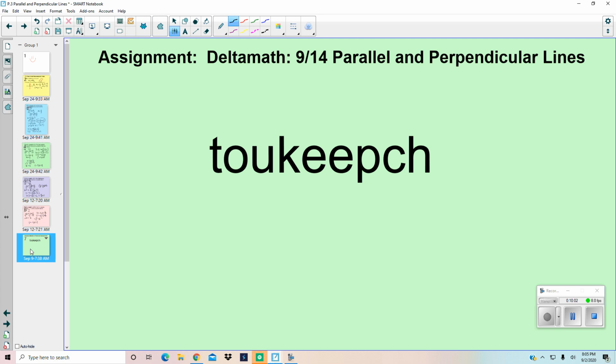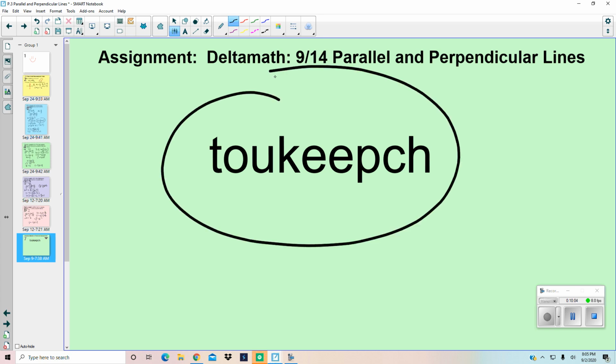Here's the puzzle. Can you see the keep is in the touch? So it's keep in touch.